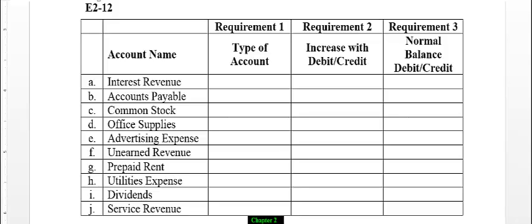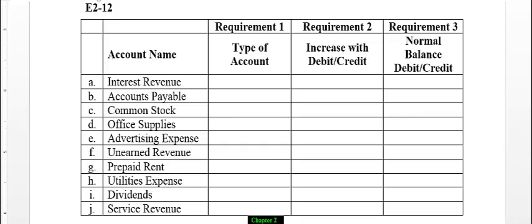So assets, expenses, and dividends increase as a debit, decrease as a credit. Liability and equity accounts increase as a credit and decrease as a debit. So requirement 1, again, is just basically from chapter 1.